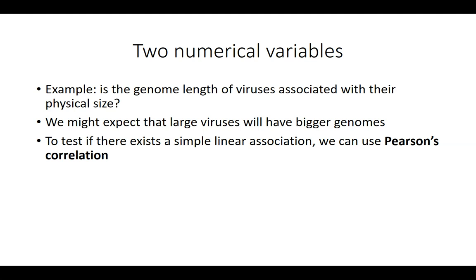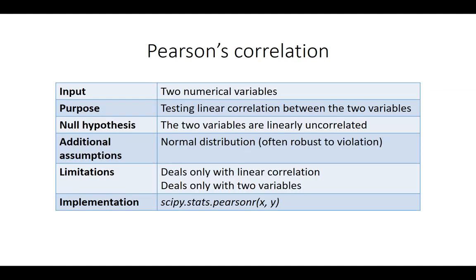So the simplest kind of test that we can use is the Pearson's correlation, which you have already used. So let's go through the summary of this test and see what it does. The input of Pearson's correlation will be two numeric variables. And the purpose would be to test whether we have linear correlation between these two variables. And the null hypothesis in this case would simply be that the two variables are linearly uncorrelated.